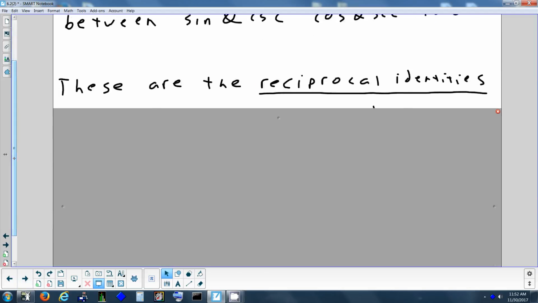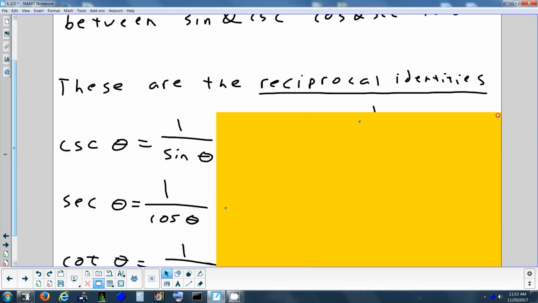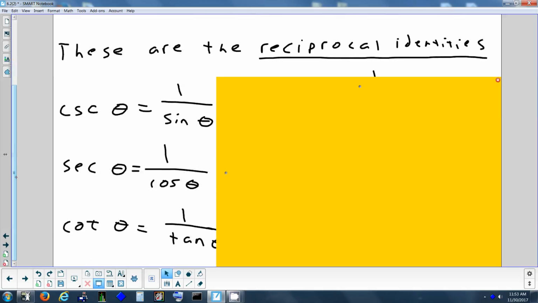All right, so last thing I'm going to mention, and we're going to spend a whole week on this eventually, so we're not going to talk about very much of it right now, is what those things are called. When you flip one trig function to get the other, that's called a reciprocal identity. If you take the sine and flip it, you get the cosecant. That's the only way to calculate cosecant on the calculator. There's no CSC button. If you take the cosine and flip it, you get the secant. And if you take the tangent and flip it, that gives you the cotangent.